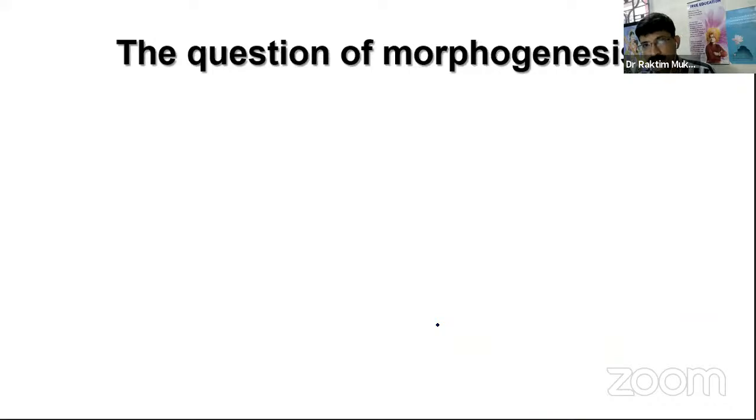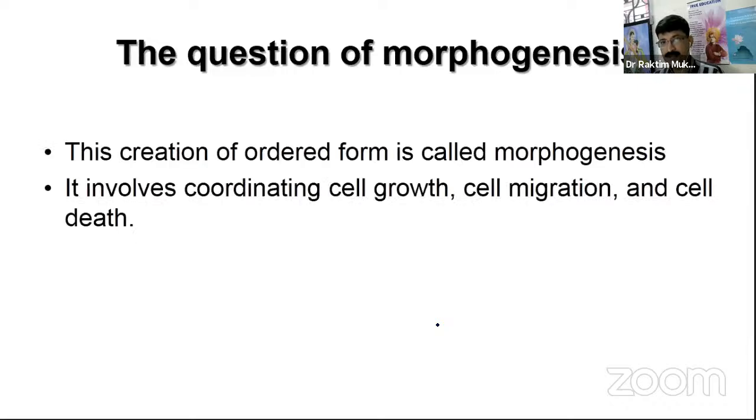When we continue the concept of morphogenesis, it's because of morphogenesis that ordered form is created. And once the ordered form is created, it involves coordinating the cell growth, the cell migration, as well as the cell death or apoptosis. Again, can someone write in the chat box how many types of cell death are there?